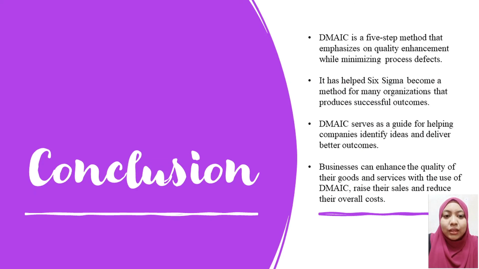For conclusion, DMAIC is a five-step method that emphasizes quality enhancement while minimizing process defects. It has helped Six Sigma become a method for many organizations that produce successful outcomes. DMAIC serves as a guide for helping companies identify ideas and deliver better outcomes. Businesses can enhance the quality of their goods and services with the use of DMAIC, raise their sales, and reduce their overall costs. However, while it is an established technique, its success mostly depends on how effectively it is applied and sustained. That's all from us.